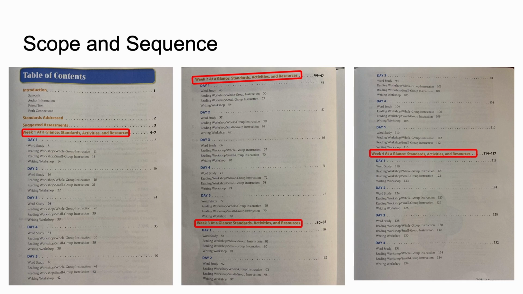Sorry about the resolution, by the way. I was going through this as a participant last night, and I realized the resolution on these is not the highest of quality, so I apologize for that. Hopefully you're able to get the basic idea, though. So you can see here that week 1 has the word study, and then the 2 components of the reading program, the workshop and the small group instruction component, and then writing workshop. So that's a basic overview.